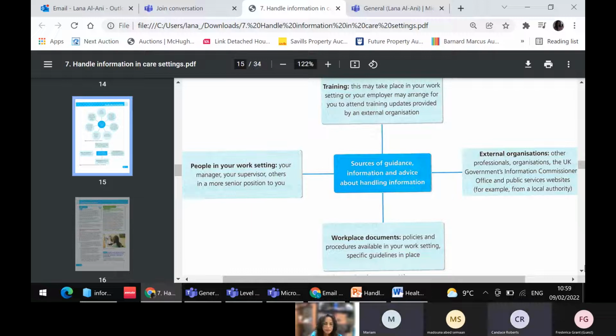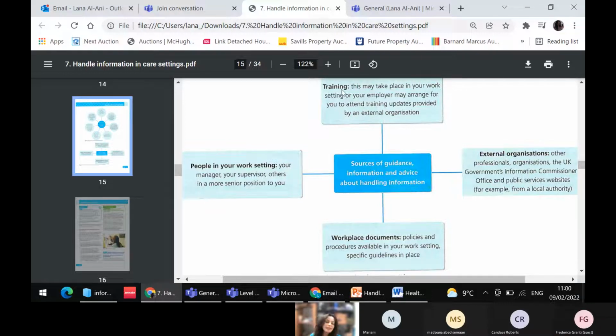Your manager, your senior manager, or you can access something called the ICO, which is the Information Commissioner's Office, and they could provide information to help you with that. Excellent. So first of all, we can get the information from the people in your work setting, your manager, your supervisor, others in the home in a more senior position than you, or who have been in the business for much longer.